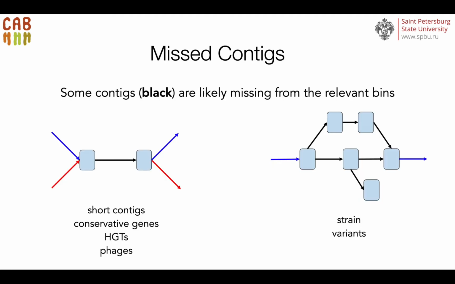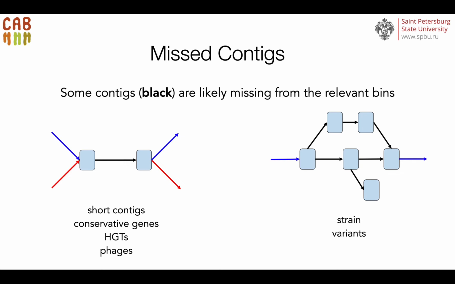What are the problems with the MAGs and why are they often incomplete? In many cases, some contigs from the whole metagenome assembly are missed from the relevant bins. Usually they're short contigs, because in order to reliably estimate the sequence content, the conventional binners only work on the contigs that are longer than, say, a couple of kilobases.